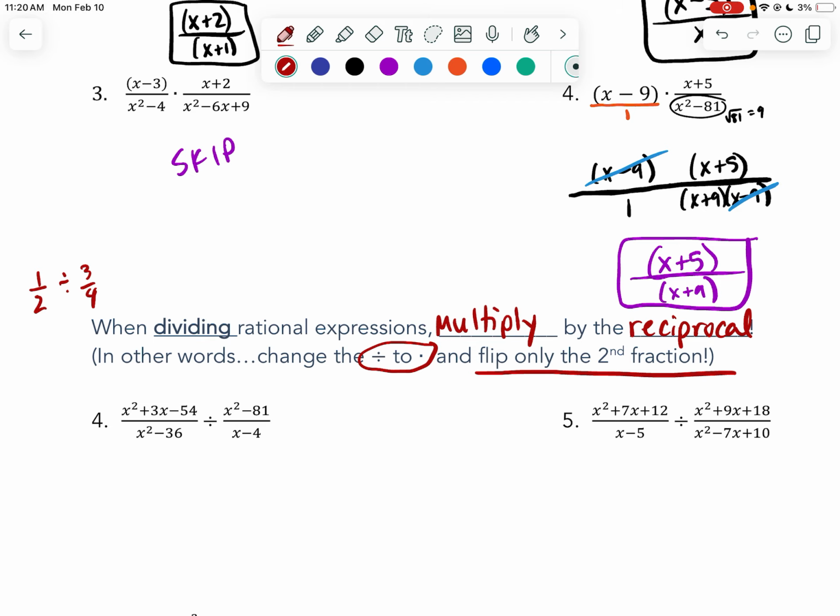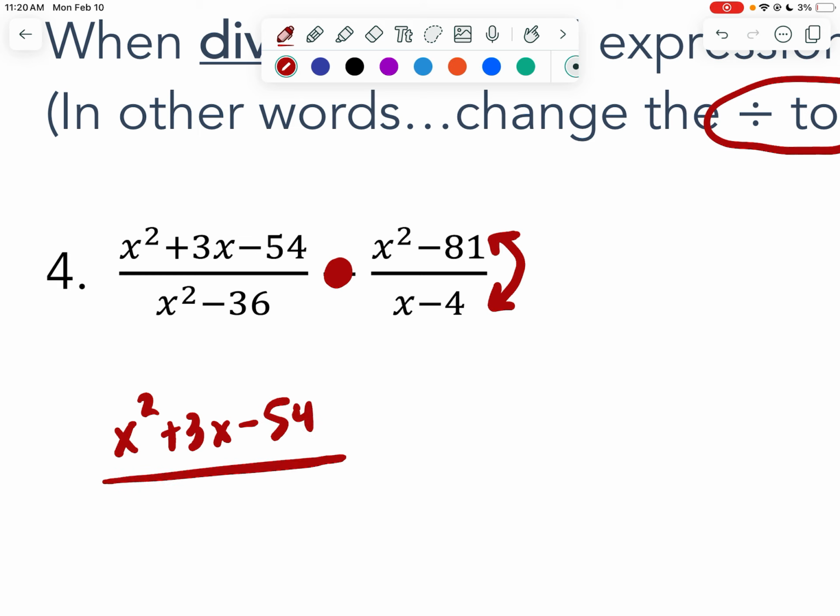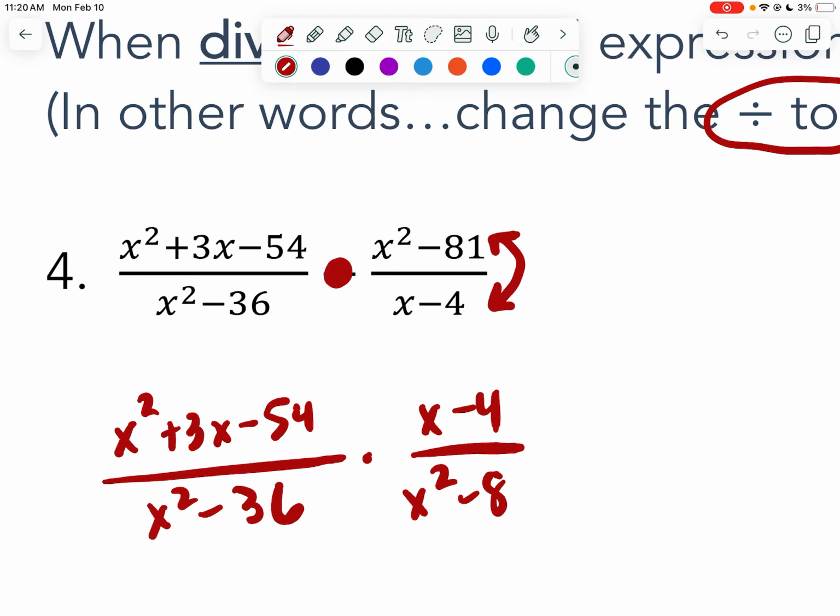Okay, so let's do an example. So the first one here, you have a division. So I can't divide by a fraction. So I'm going to change this to times, but you can't just change it to times. You have to flip the fraction that comes after that. Okay, so I'm just going to rewrite this. So it's x squared plus 3x minus 54 over x squared minus 36 times, now the x minus 4 is on top, and the x squared minus 81 is on bottom.